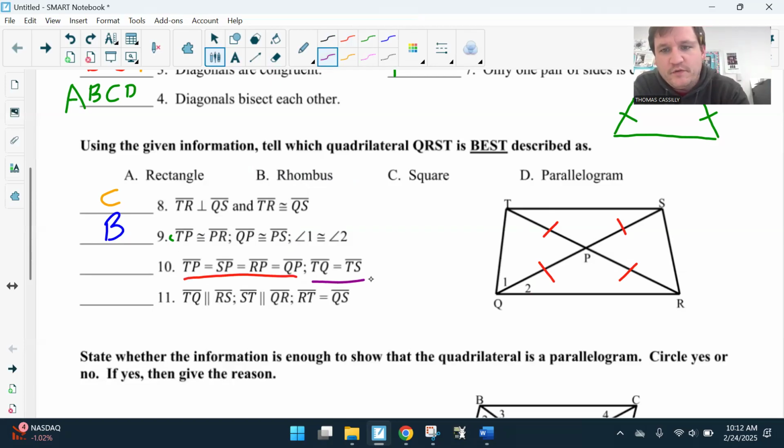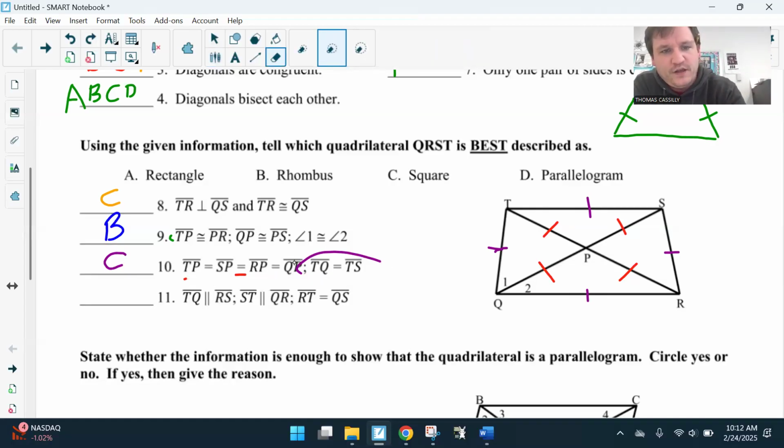And then TQ equals TS. Here's TQ, here's TS. So this one is going to require just a little bit of extra thought. The red part there tells us it's a rectangle for sure. We know in a rectangle, opposites are congruent, so the top and the bottom are equal, and the left and the right are equal. This piece right here tells us the top and the left are equal. So we can use the transitive property to say that all four sides are congruent. So this one is going to be a square.